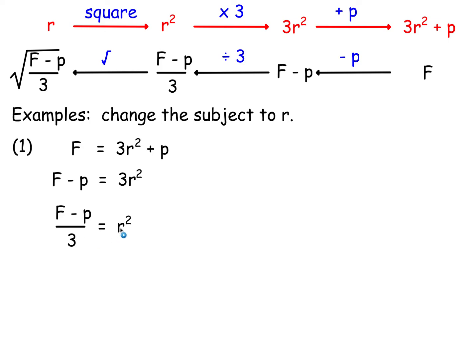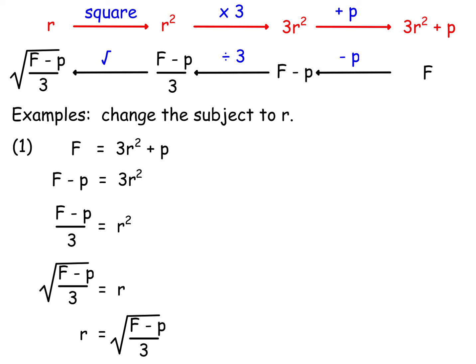And then to get rid of this squaring, you square root. You square root the whole of the other side. And that's it done. It's just we usually write r equals, so just flipped it around to write r equals. So there were 3 stages. It was reversing these processes here in blue, but you had to do it in reverse order.